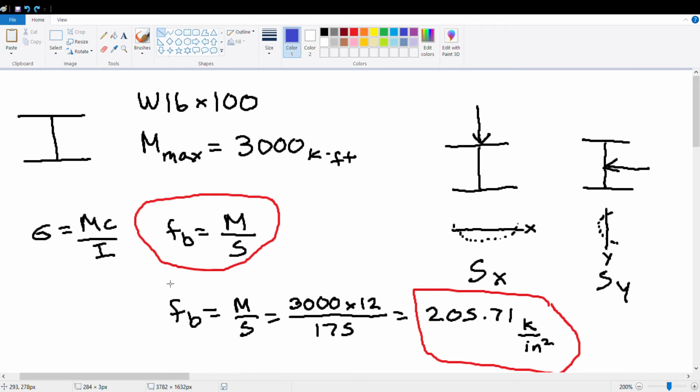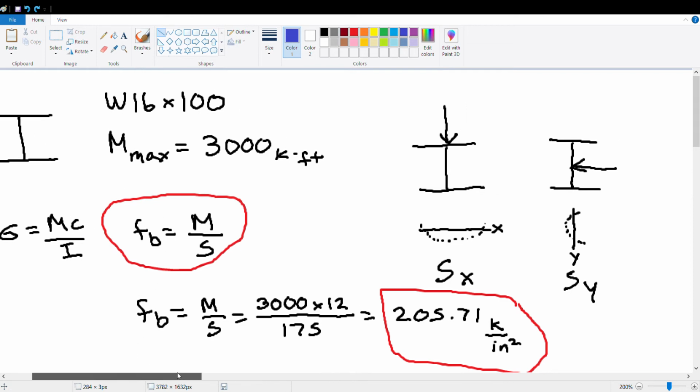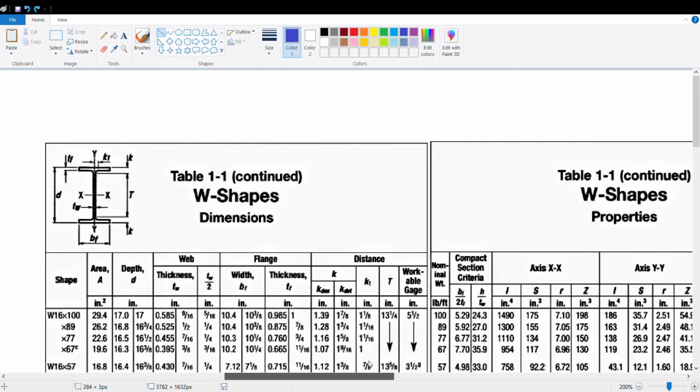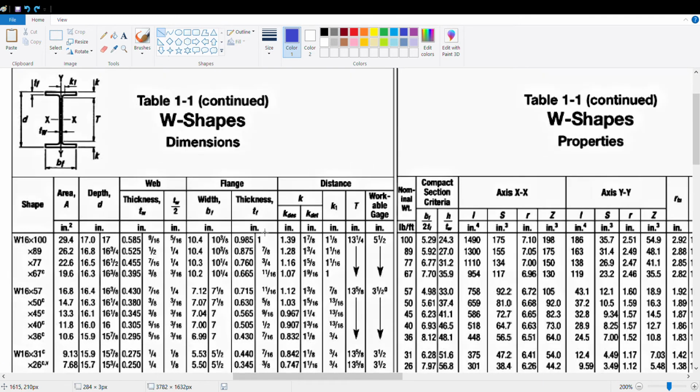So again, same process. They give you pretty much everything you need. You just have to find c, and you just have to find I. So c is, again, the perpendicular distance from the neutral axis to the outermost fiber. So we just have to find the height or the depth of the beam. Very, very easy. For the W16x100, you're just going to go to your steel manual, Table 1-1. It's going to be at the beginning of your steel manual.